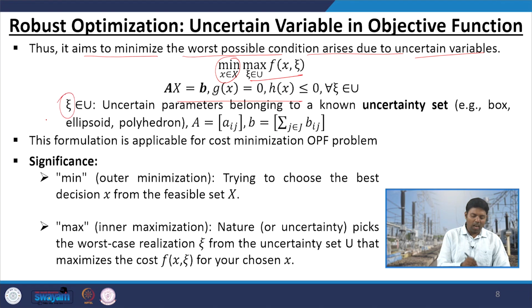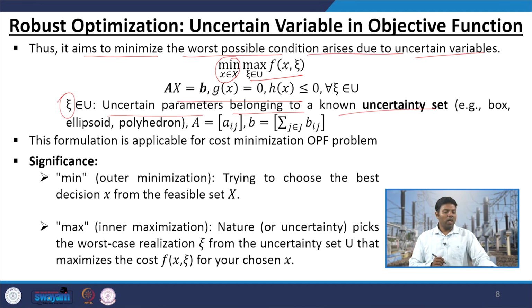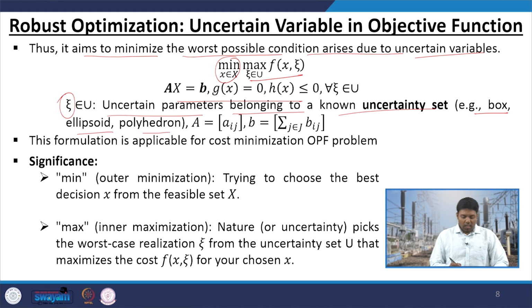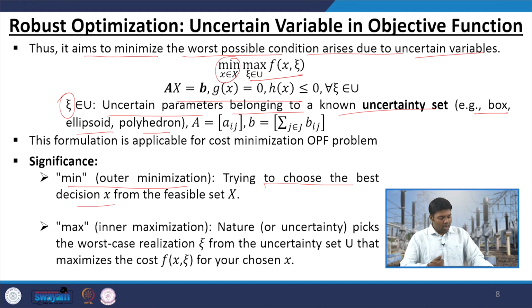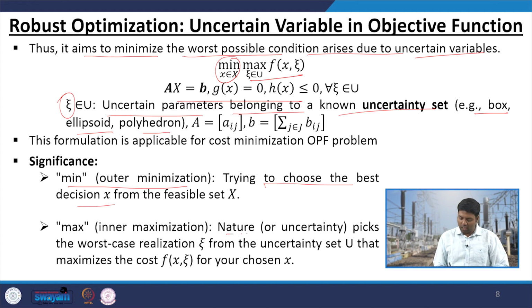So, this zeta is the representation of the uncertain parameters belonging to the known uncertainty set, and we can define that uncertainty set as a box, ellipsoid or polyhedron. Then, what is the significance of it? First, you do a minimization at the outer layer, that is trying to choose the best decision x from the feasible set. And the inner maximization says that nature, that uncertainty, picks the worst case realization of the zeta.